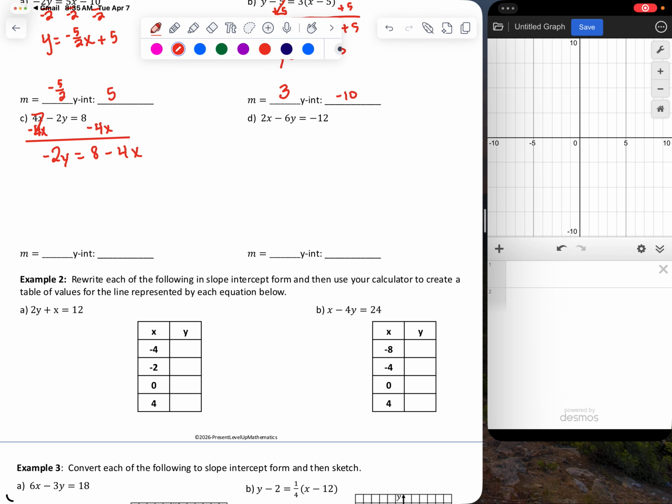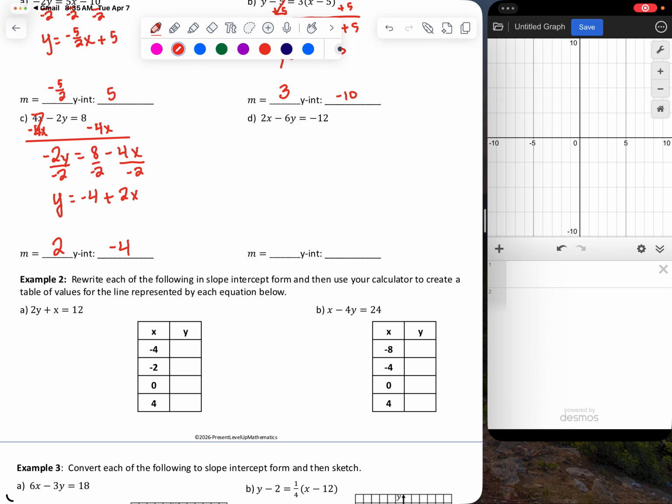Never, ever combine those two terms, because the 8 is a constant. It doesn't have a variable attached to it. So they're not like terms and they cannot be combined. Now, divide everything in your problem by -2. So -2 divided by -2 is positive 1y. 8 divided by -2 is -4. -4 divided by -2 is positive 2x. So now we can tell that the slope is positive 2 and the y-intercept -4.